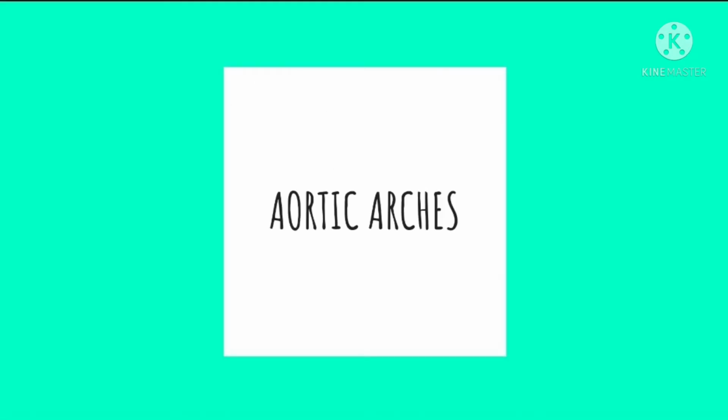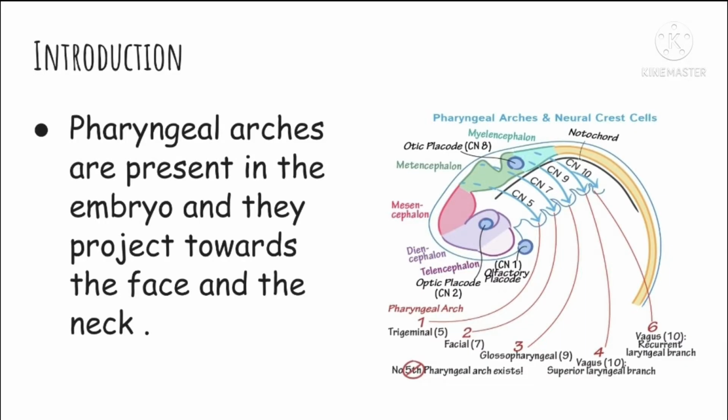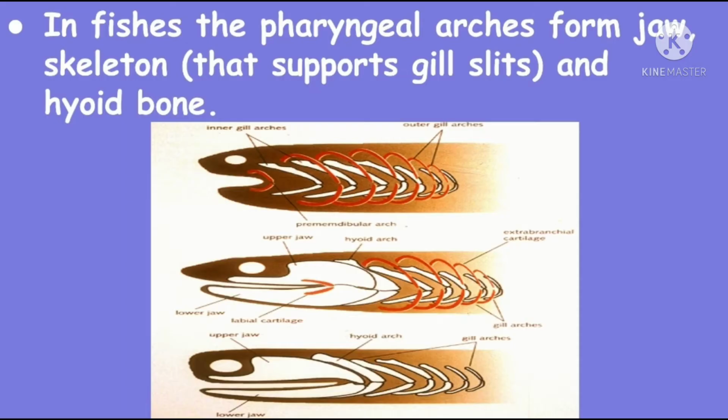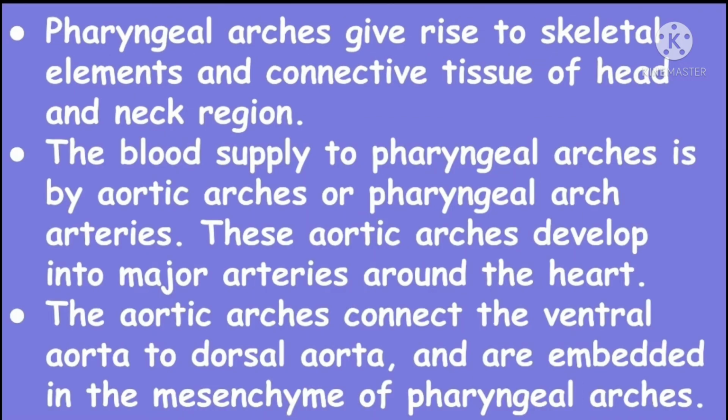Before I start about the aortic arches, I will give you an introduction about pharyngeal arches. Pharyngeal arches are present in the embryo and they project towards the face and the neck. They can be seen on the neck region. In the fishes, the pharyngeal arches will develop to form skeleton which will support the gill slits, and also it forms the jaw and the hyoid bone. So like I said, the pharyngeal arches will give rise to skeletal structures, and it also gives rise to the connective tissues in the head and the neck region.